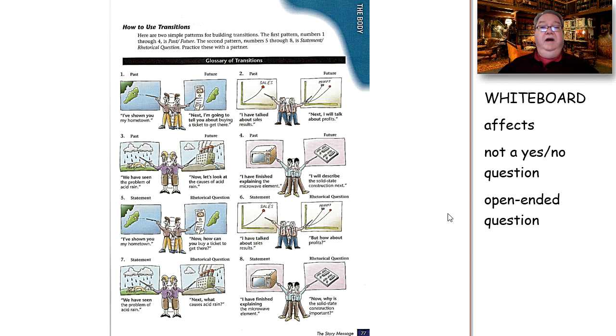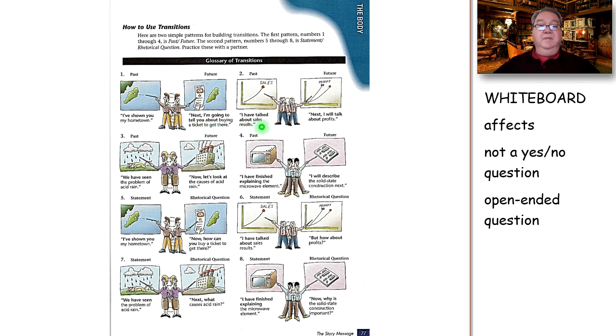This handout here, how to use transitions, doesn't have any questions for you to answer, but it shows some good examples of how to use transitions. This is from the original handout about using the introductions. It says, I've shown you my hometown. Next, I'm going to tell you about buying a ticket to get there. So, I've shown you, past tense. Next, I'm going to tell you, future tense.